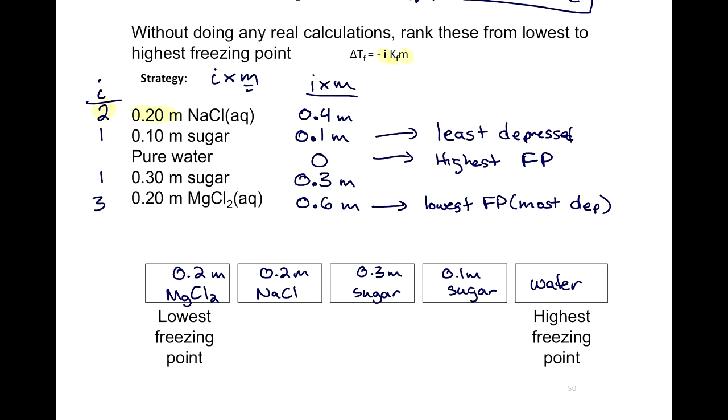What if I change this question to which one has the highest boiling point? How would it change? Would we have to do more calculations? No. Which solution is going to have the highest boiling point? Water? So what is the property? It's freezing point depression, boiling point elevation. So higher concentration, higher boiling point. So now, which one has the highest boiling point? Magnesium chloride, and then the lowest will be pure water. And then it's going to scale the exact same.